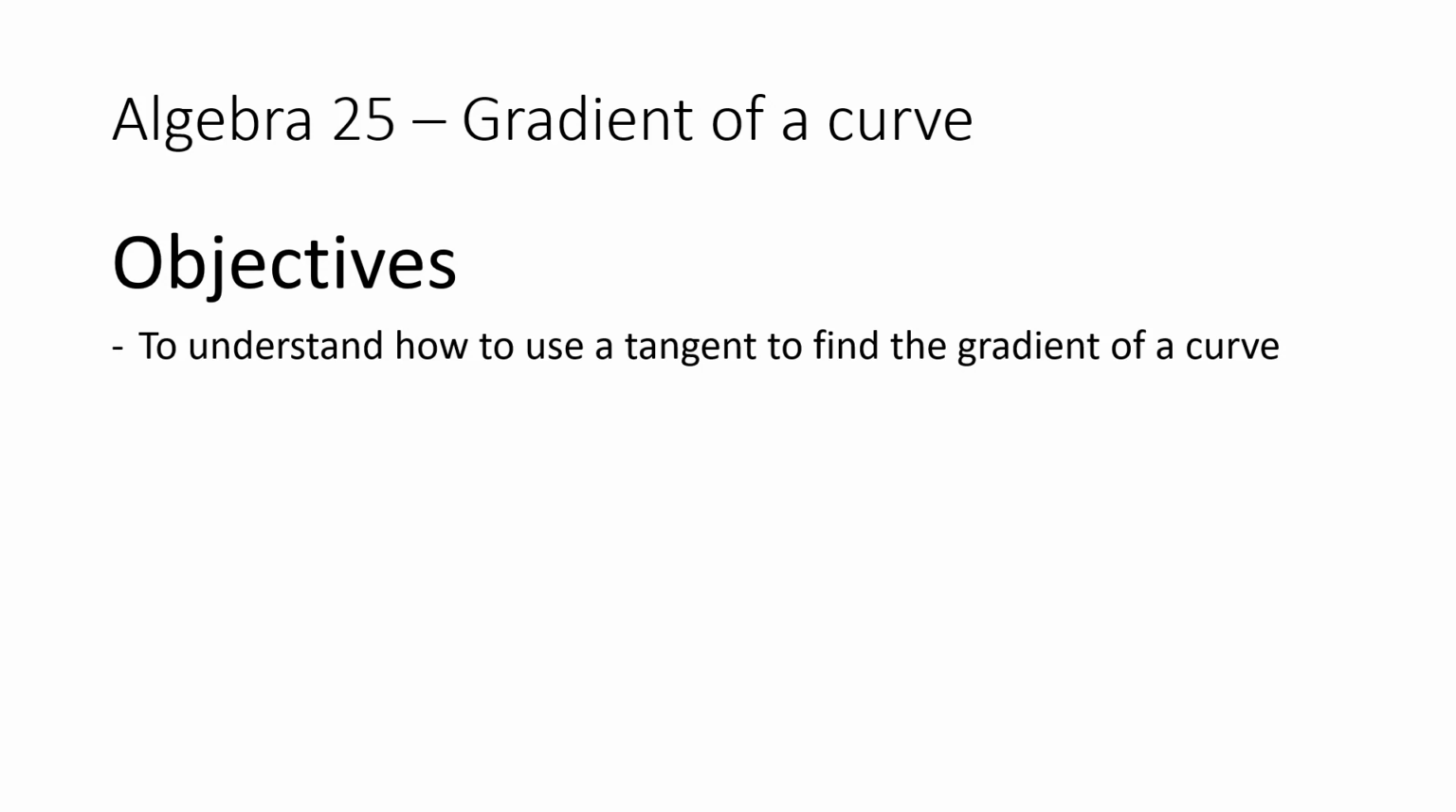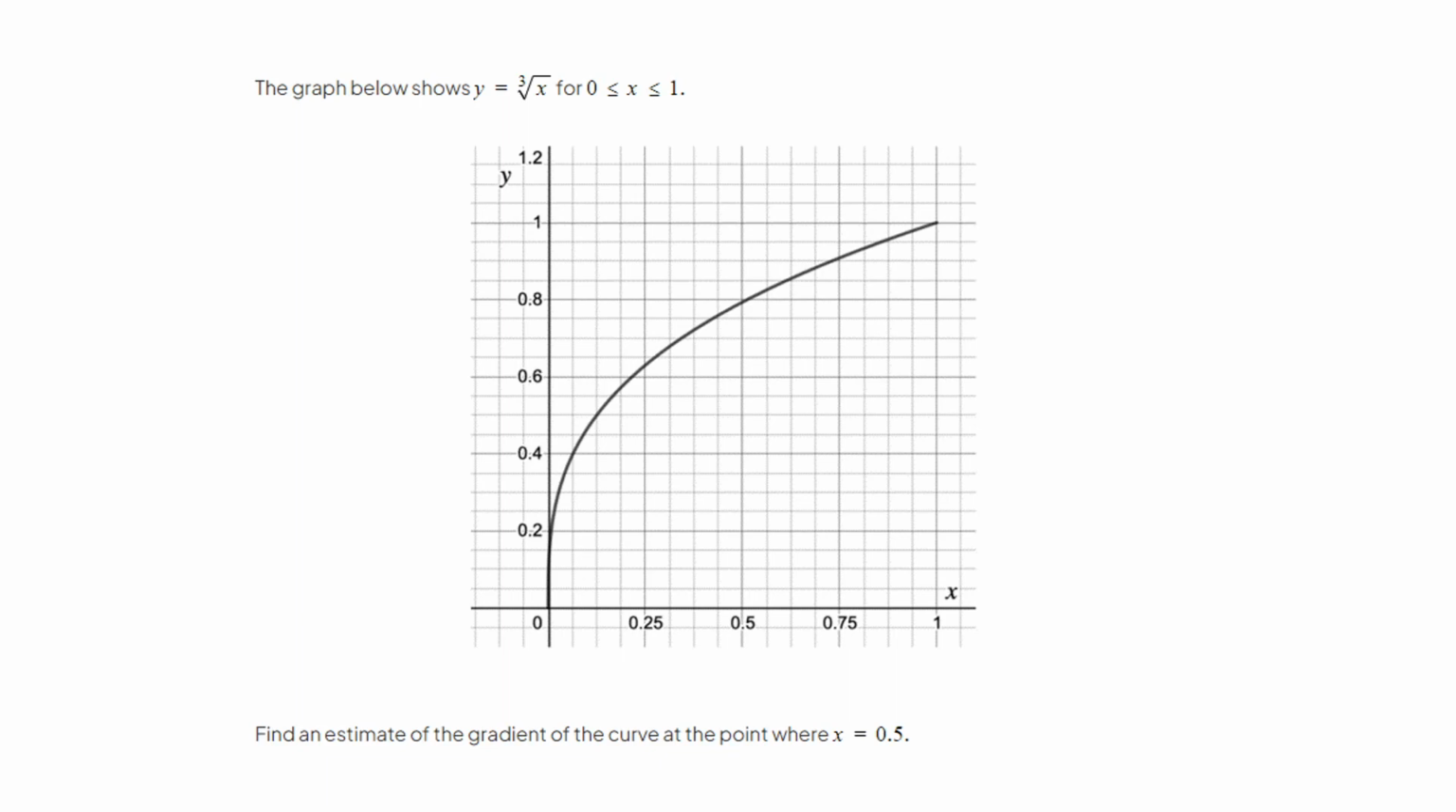Hello guys, before we get into some more advanced maths, I just remembered that we should probably learn how to estimate a gradient of a curve. So let's do that. For this example, we're told the graph below shows y equals cube root of x from 0 to 1. So what is the gradient of the curve at x equals 0.5? The first thing we need to do is work out what x equals 0.5 is.